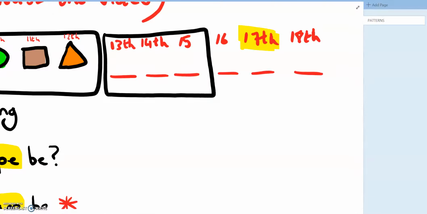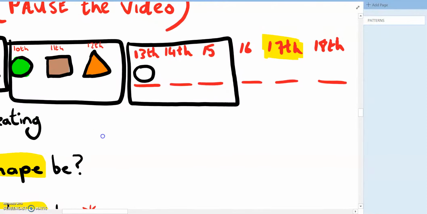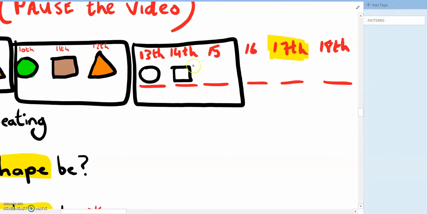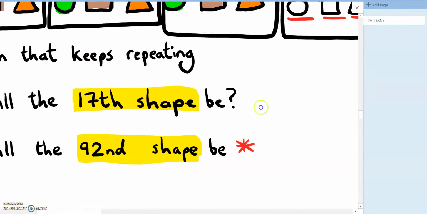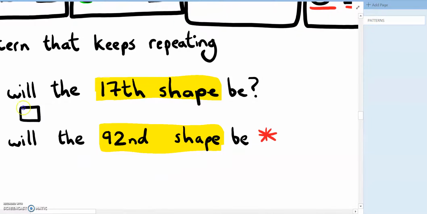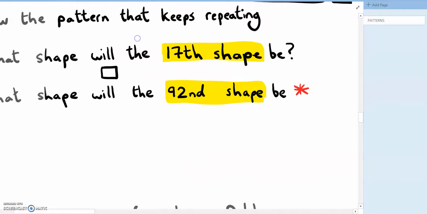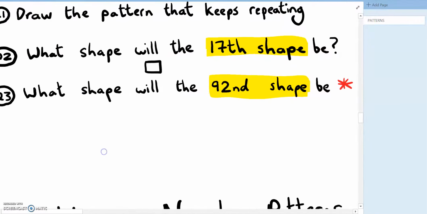Okay, well, I know that this one is going to be a circle, that this one is going to be a square, and that this one's going to be a triangle. This one's going to be a circle, this one's going to be a square. There's the answer to that one. Square. Now, 92nd shape, that's going to be a little bit harder. So I'm going to need to use the maths way for this.